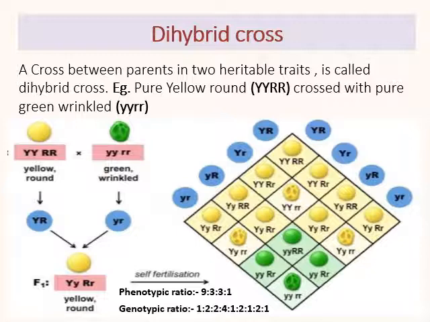So four different types of gametes are formed, and male gametes and female gametes are placed in this Punnett square to show 16 combinations. And from these 16 combinations, on the basis of phenotypic ratio, the 9:3:3:1 ratio is seen.